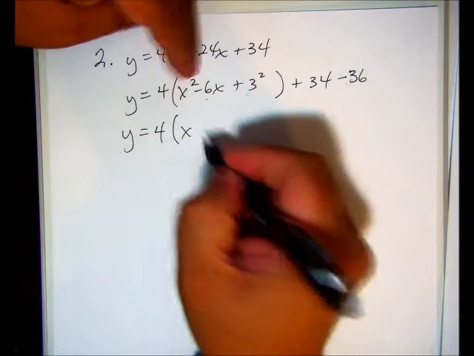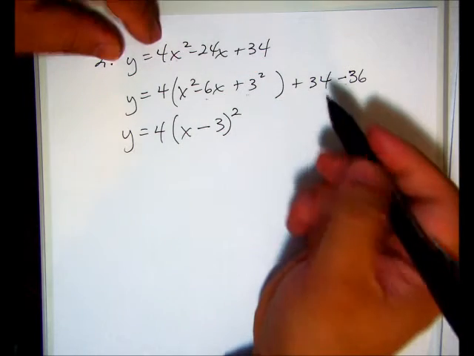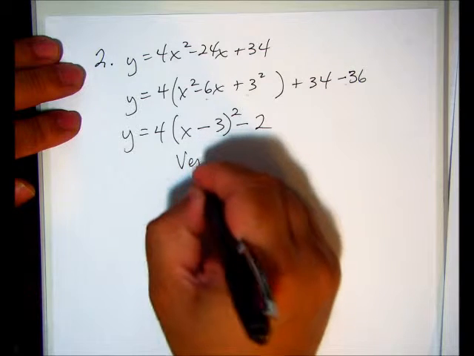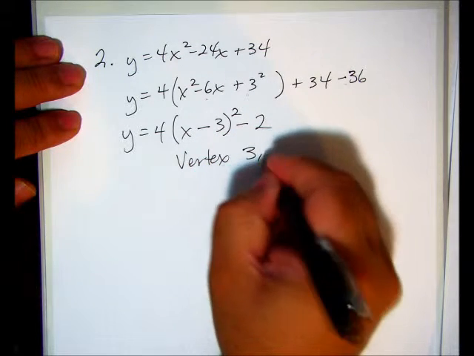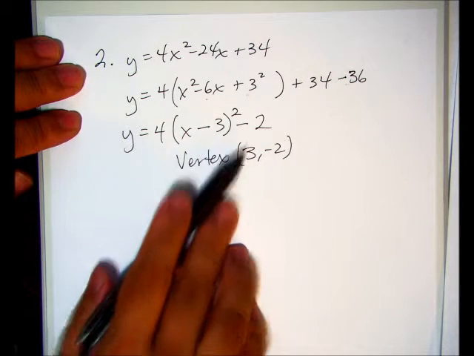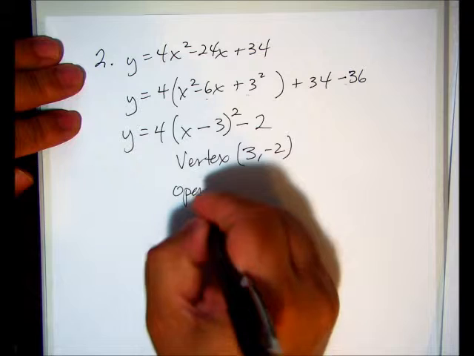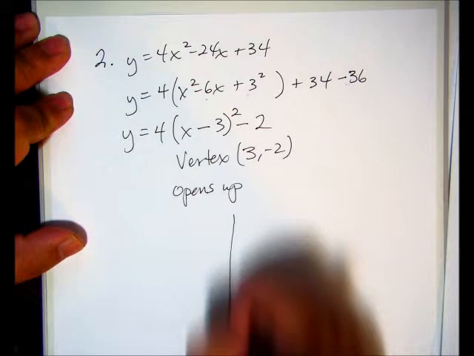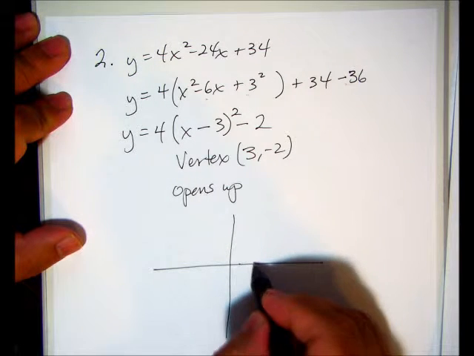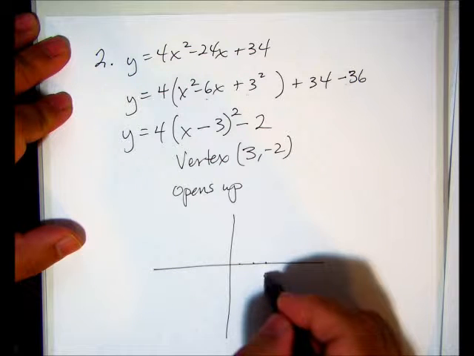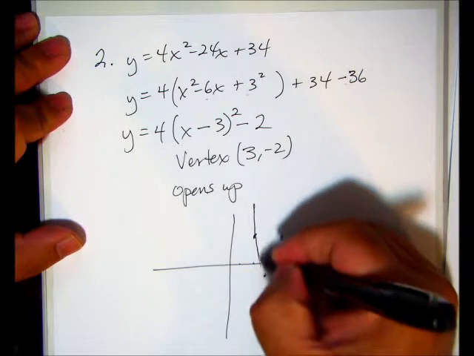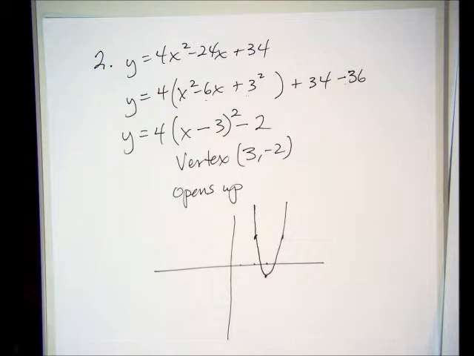So my perfect square is (x minus 3) squared, and that's a minus 2. So my vertex is (3, negative 2). Opposite of that, same sign as that. And it opens up. So 3, negative 2. Over 1, up 1; over 2, up 4. And there we go. Okay, that's number 2.